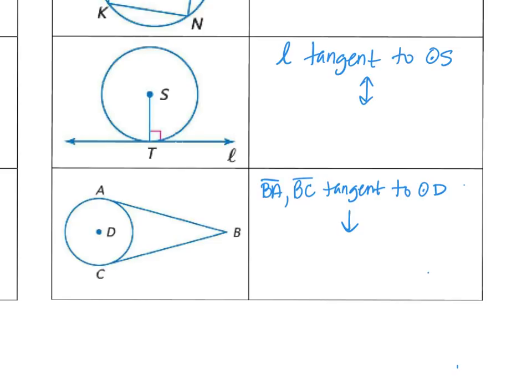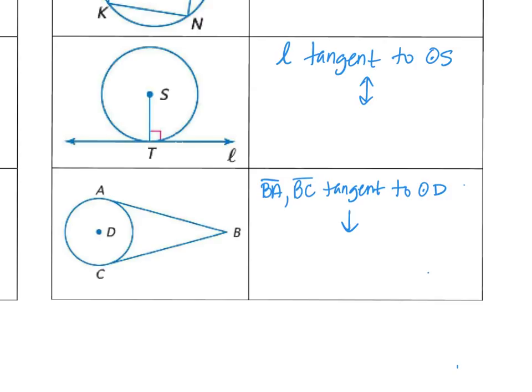So this first theorem has to do with a line L that's tangent to a circle S. So we have a line L. What it means for a line to be tangent to a circle is that it touches the circle exactly once. Also, you'll notice in this picture that we have a radius ST that's drawn to the point of tangency.